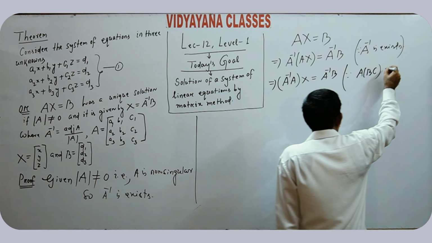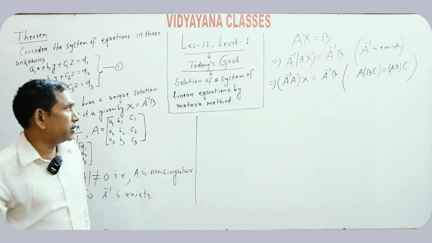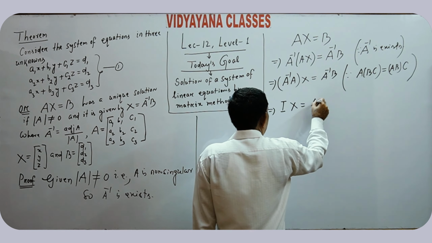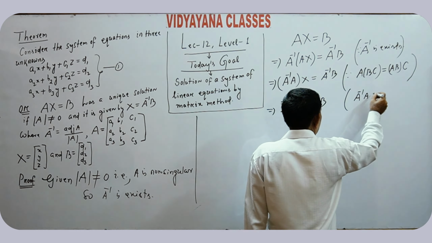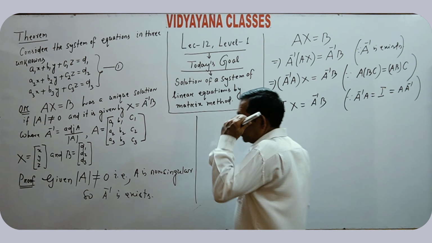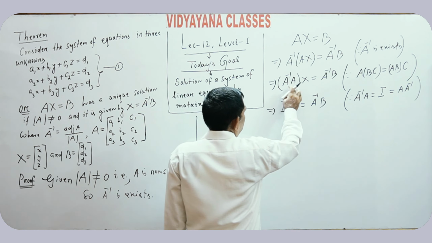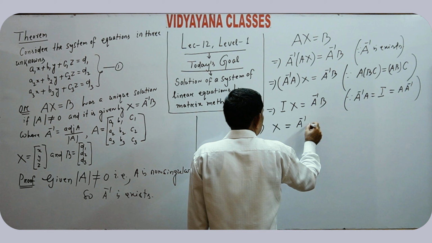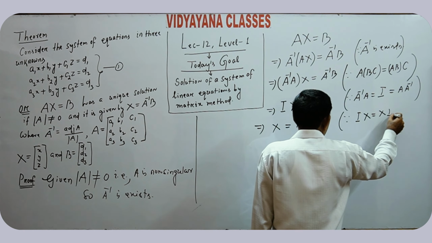Since A into BC is equal to AB into C, that means matrix multiplication is associative, which implies I into X is equal to A inverse of B. Since A inverse into A is equal to I, where I is the unit matrix or identity matrix, which implies X is equal to A inverse B. Since I into X is equal to X into I is equal to X.